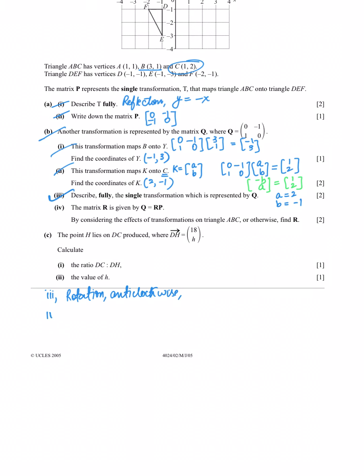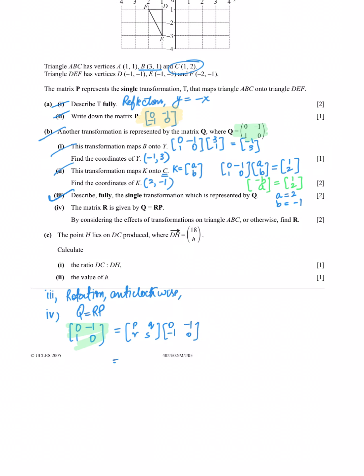Next part is part 4. The matrix R is given by Q equals RP. We have the matrix Q, that is 0, 1, minus 1, 0, and you can just write this one. That is your matrix Q. If we talk about R, R is unknown, so let's suppose P, Q, R, S is my R matrix. And what is my P matrix? P is already given, we found it in the second part, so I've highlighted it as well. It's 0, minus 1, minus 1, 0.